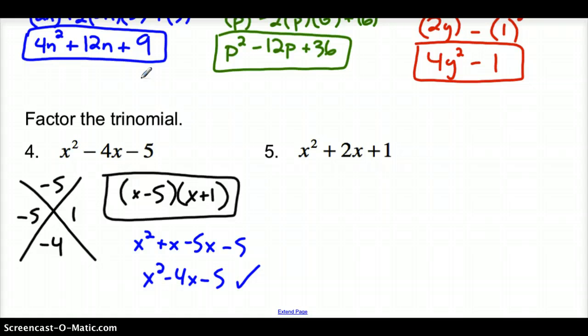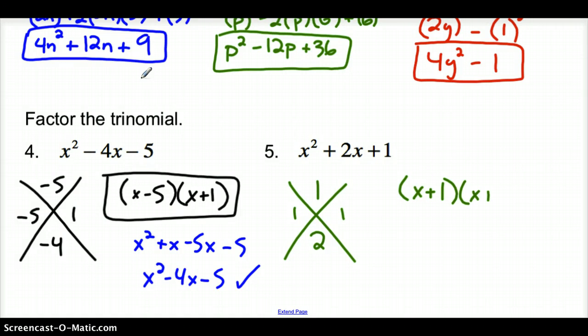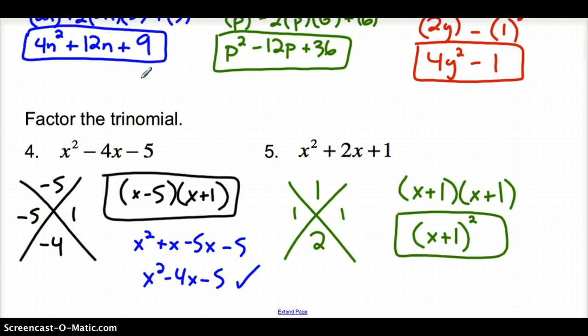Now the very last one: we have x squared plus 2x plus 1. We'll make our X chart here. This one has to multiply to 1 but add to 2. Our numbers are, oddly enough, 1 and 1. So I can write this as (x + 1)(x + 1). But when these factors match, we just write it as (x + 1) squared. Again, I hope this review was helpful for you. If we have these skills, it's going to make this section really easy.